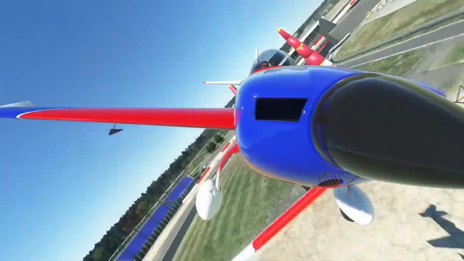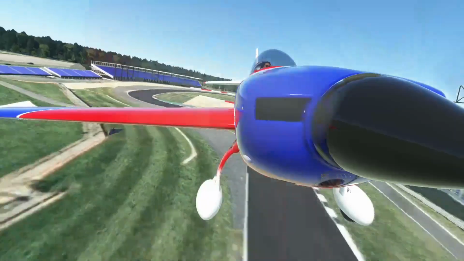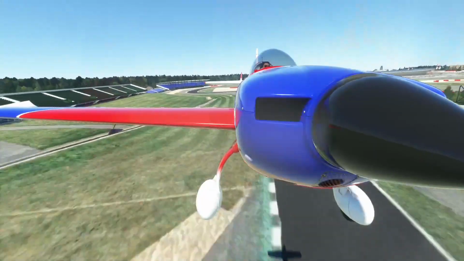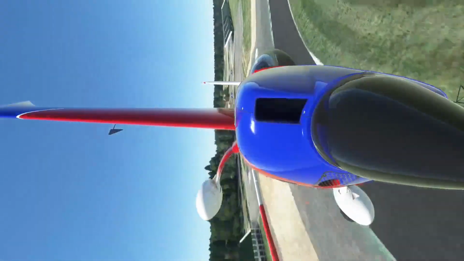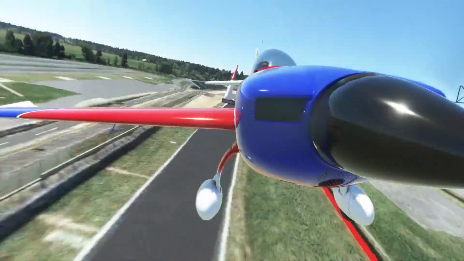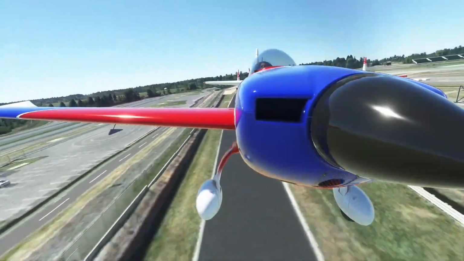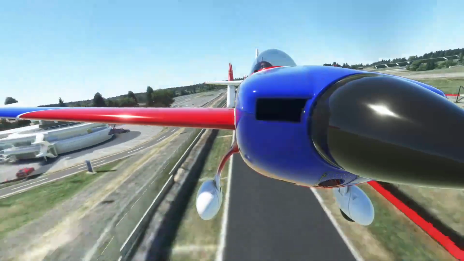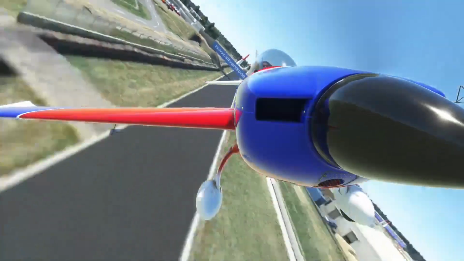Hello everyone, and welcome to the third and final part of our series where we learn how to read and understand SIDs and STARs. In the previous two videos we learned how to utilize departure and arrival charts, and today we'll have a look at approach charts, which are meant to guide a pilot from the final waypoint of the STAR all the way to the runway.